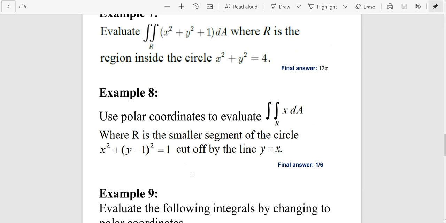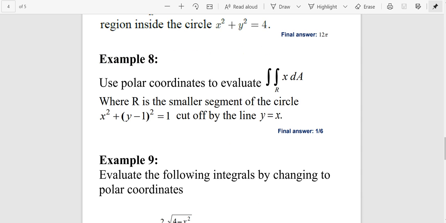For this question, they directly ask you to use polar coordinates. Basically in your test or final exam, we have two types of question. Either we give you a direct instruction to use polar coordinates, or we give you the opportunity to decide on your own whether to use polar or Cartesian coordinates. In this question, they directly ask you to use polar coordinates, so no matter which type of shaded region, you should use polar coordinates.